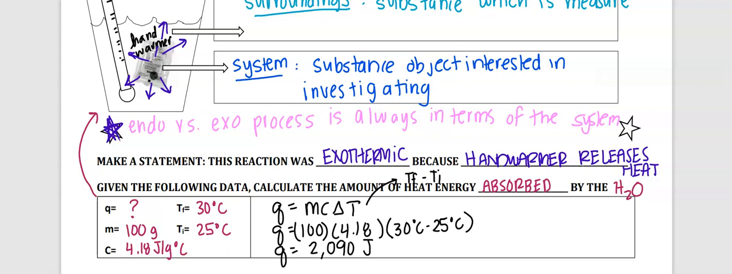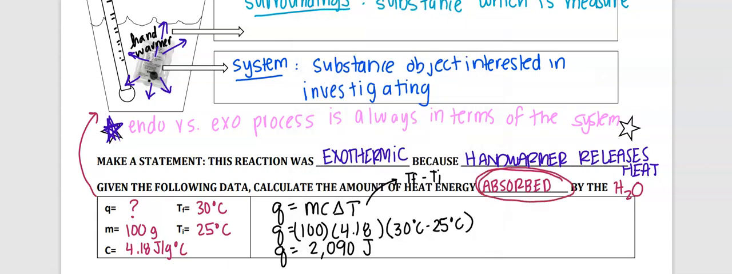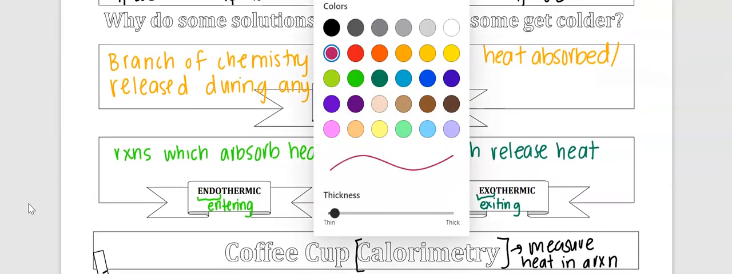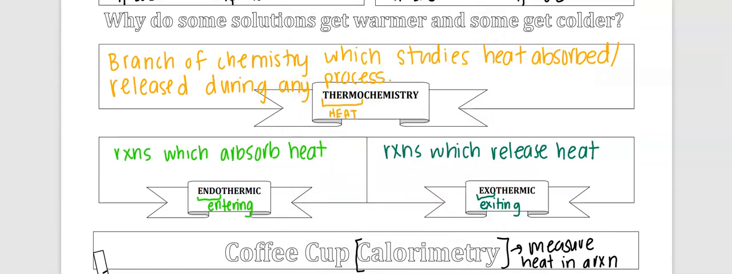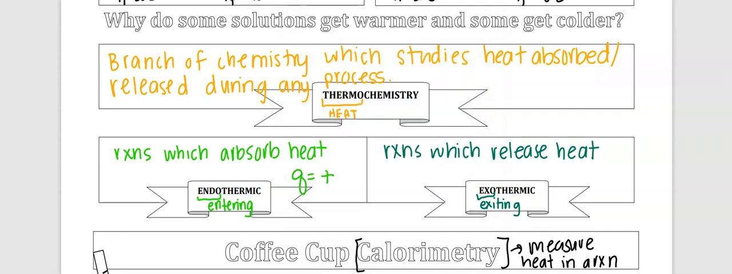I want to note something here, and I'm going to scroll back up. You're going to go back to the top of your notes in just a moment. Notice that when we're talking about absorption of heat energy, our Q value is positive, okay? So let's go back up to the top really quickly to our definitions of endo and exothermic. And I want to note that when we have an endothermic value, our Q is positive.